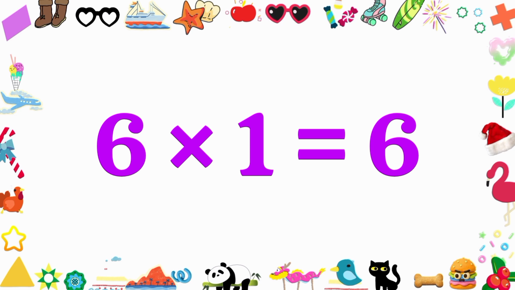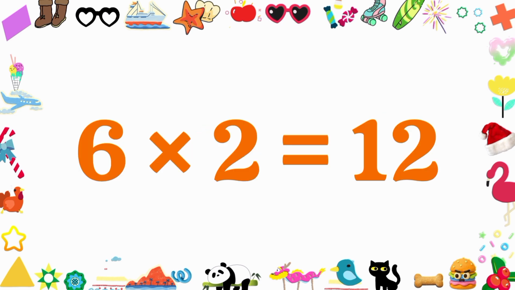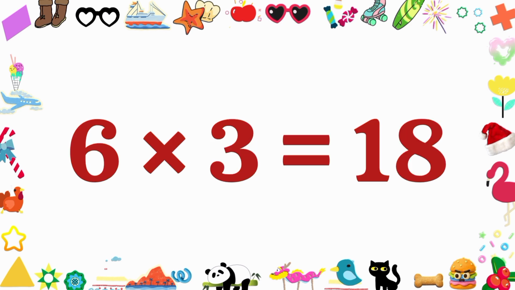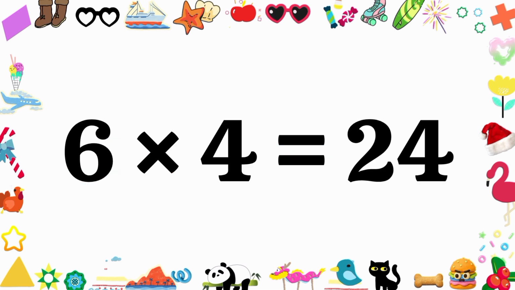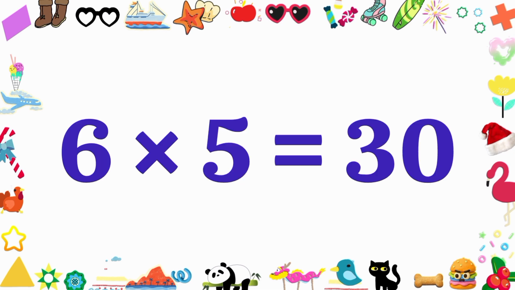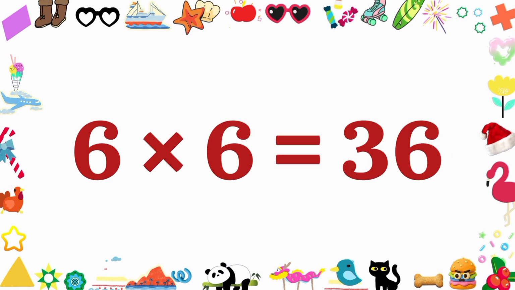6 ones are 6. 6 times 2 equals 12. 6 twos are 12. 6 times 3 equals 18. 6 threes are 18. 6 times 4 equals 24. 6 fours are 24. 6 times 5 equals 30. 6 fives are 30. 6 times 6 equals 36.